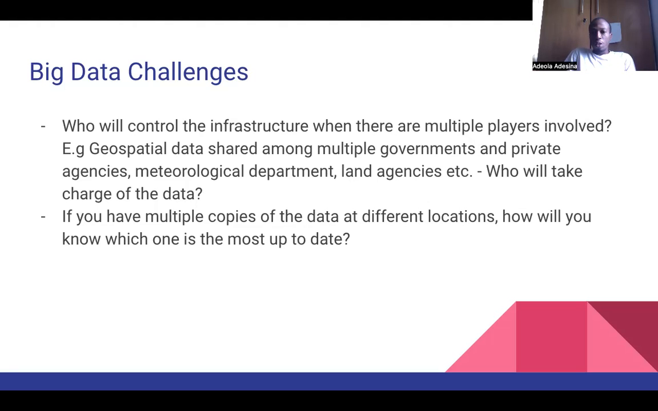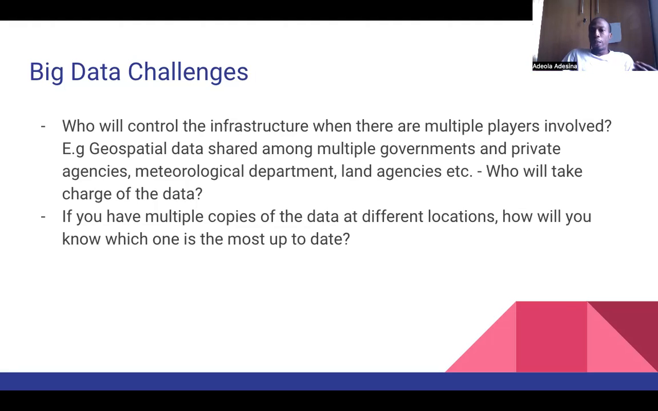Who will take charge of the data? The second question is that if there are multiple copies of this data at different locations, like I've said, how will you know which one is most up to date? How will you know if there's no hanky-panky going on somewhere? How do you know if your data set's integrity is maintained, right?